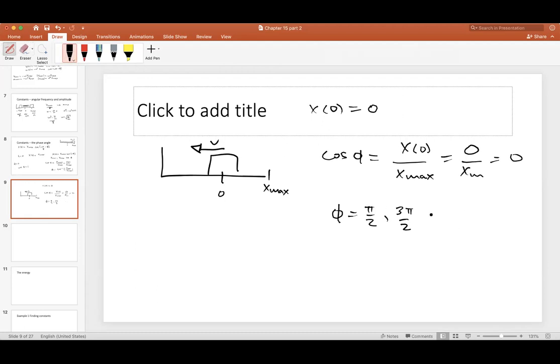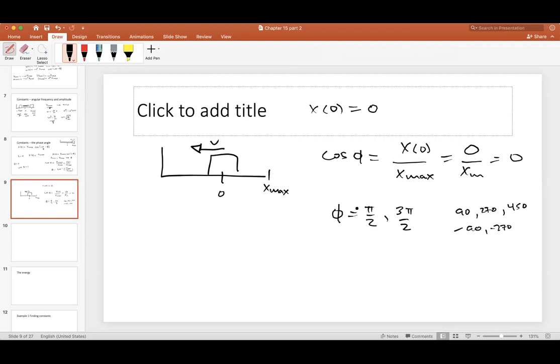You already know this, so I'm not real worried about that. But basically, whenever this is 90 degrees, or 270 degrees, or 450 degrees, every 180 degrees. It could also be minus 90 degrees, minus 270, on and on and on.